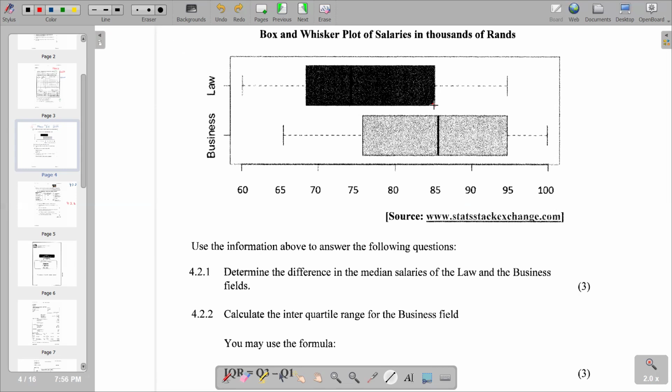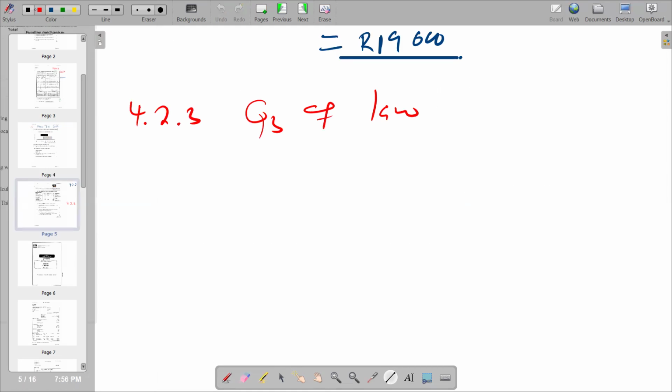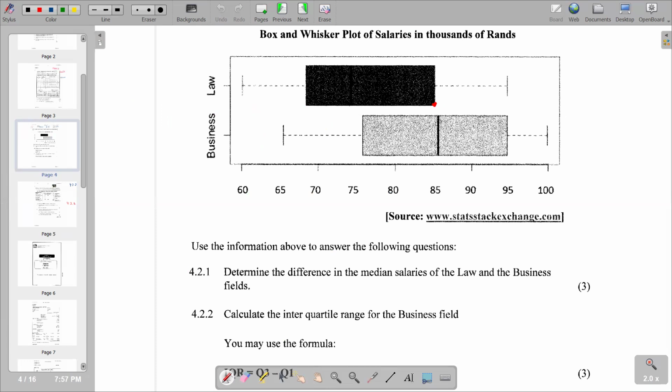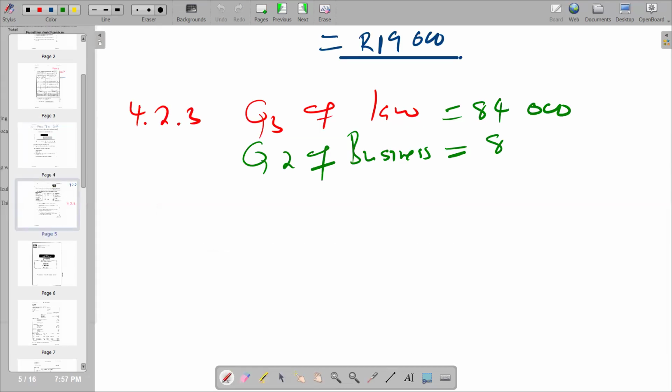So we can just maybe try it again to just highlight whereby we are here, and it's just behind our 85. So it becomes 84. So we are saying it's 84. So we can just indicate it on our answer section: our Q3 of law is equal to 84,000. Business is equal to, check our Q2 of business, whereby we say business there, that's where we have now our 50%. And if you go down, you see that it's on 85. So it's equal to 85,000.